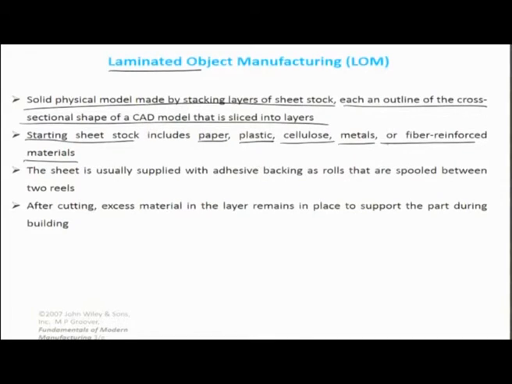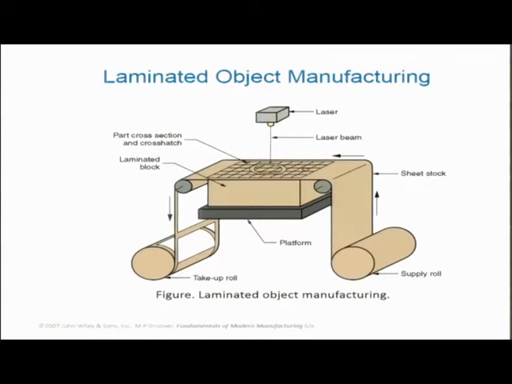So the sheet is usually supplied with adhesive backing as rolls. So they are spooled between two reels. After cutting, the excess material in the layer remains in place to support the part during the building. Let's look at a small schematic which shows how this is done.